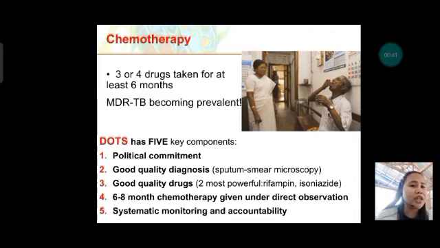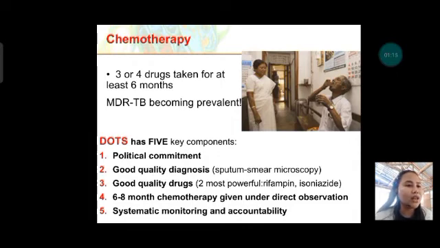But MDR-TB is becoming prevalent. MDR-TB, multi-drug resistant tuberculosis, becomes prevalent because some of the patients are not keen enough to follow this 6 months therapy. So, the solution is DOTS, which means directly observed therapy, short course. DOTS has 5 key components.